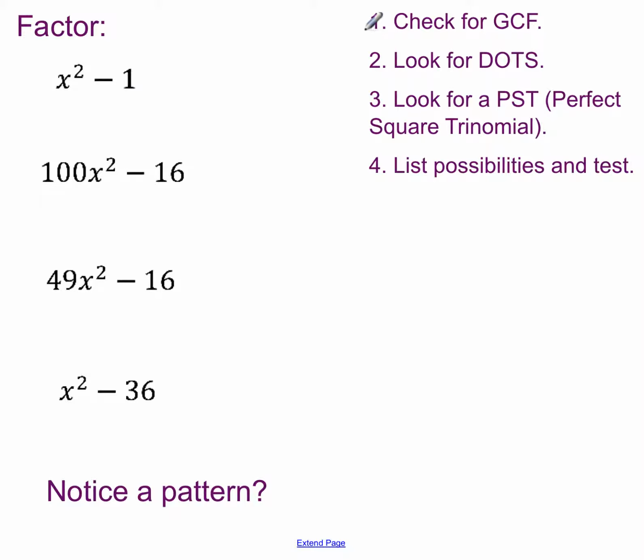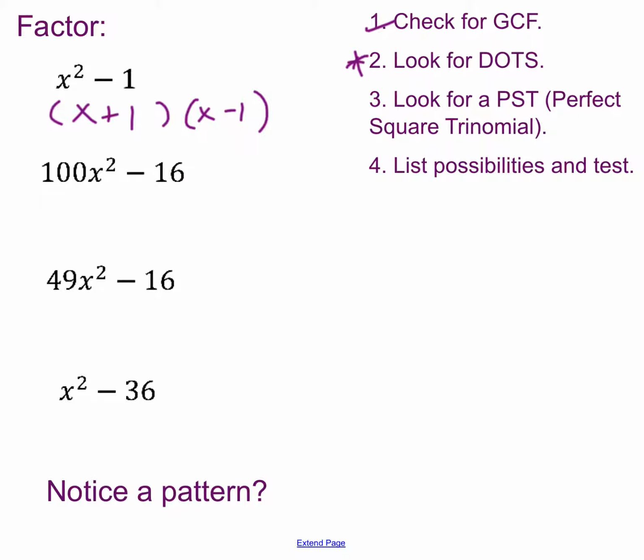The first one, check for GCF. There isn't one. Look for DOTS. It's DOTS. So what is it going to be? X plus 1, x minus 1. Yahoo, I'm done. The next one, 100x squared minus 16.